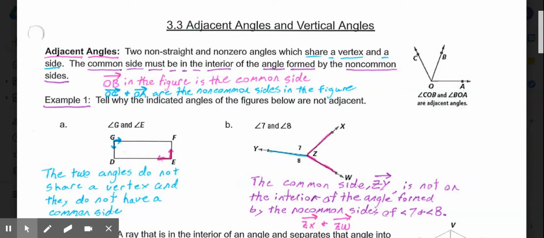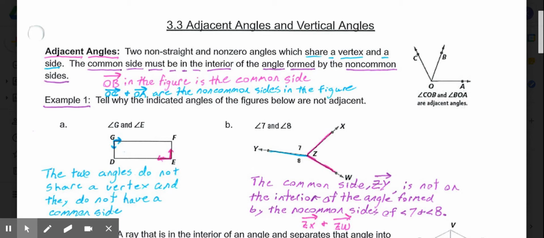Hi, and welcome to Lesson 3.3, Adjacent Angles and Vertical Angles. So obviously, based on the title, we are looking at two types of angles. So we'll start with the idea of adjacent angles.